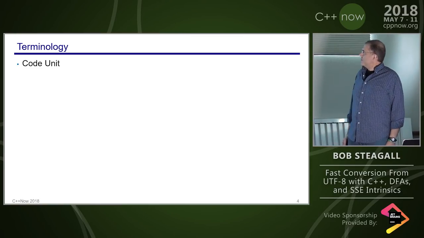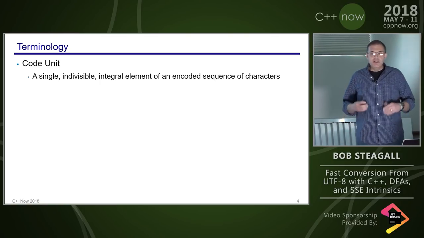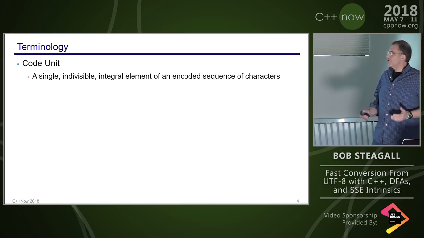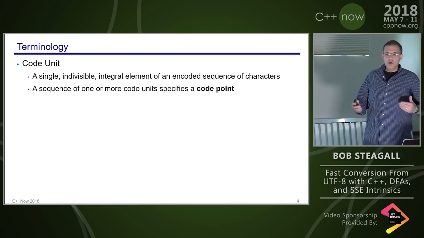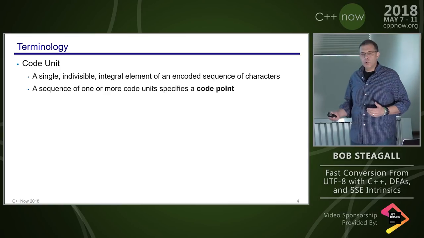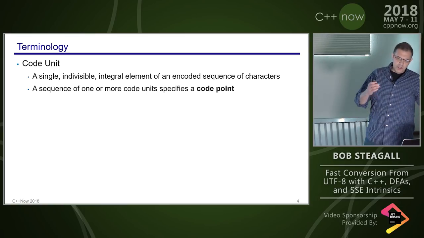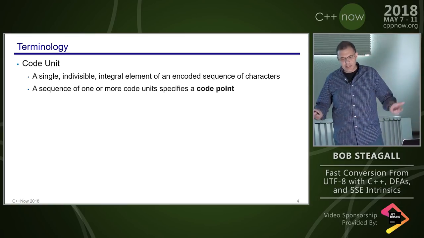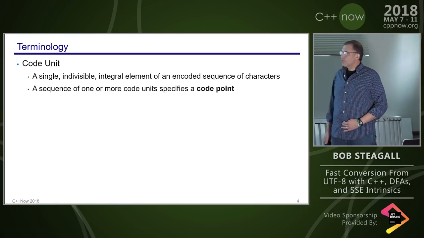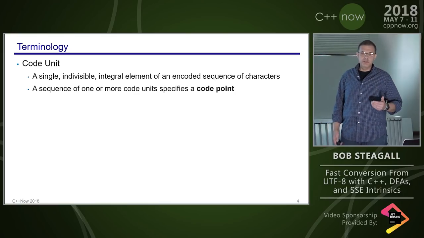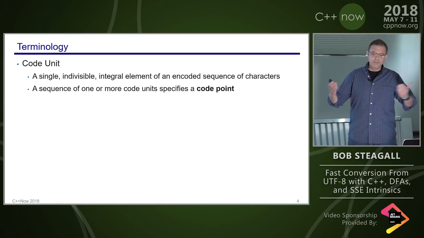All right, so some definitions. Code unit. A code unit is like an atom. It's a single indivisible integral unit of an encoded sequence of characters. And a sequence of one or more code units makes up a code point. It's not a very good analogy, but you can think of a code point as being a molecule. You put hydrogen atoms and oxygen atoms together and you get water molecules, and it's the water molecule that you're interested in. The code point is what we're really interested in, because a code point ultimately is used to represent a character or a glyph when a character is rendered into some physical form.